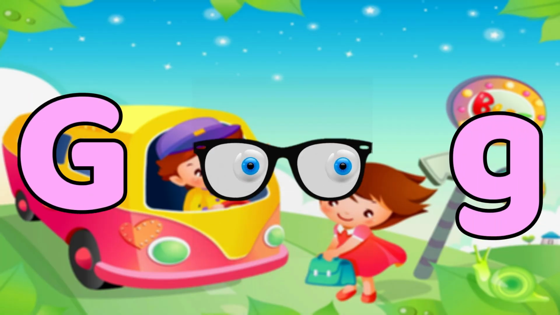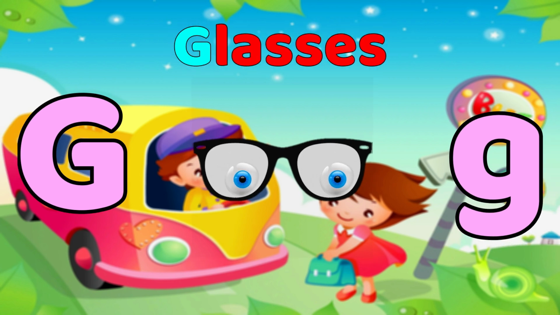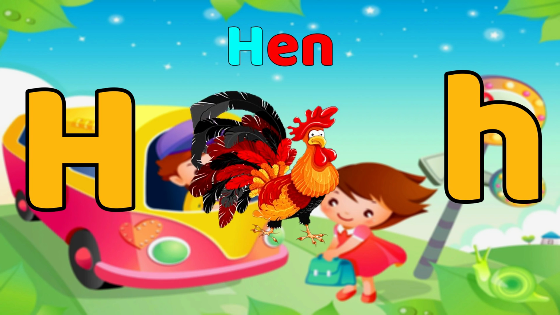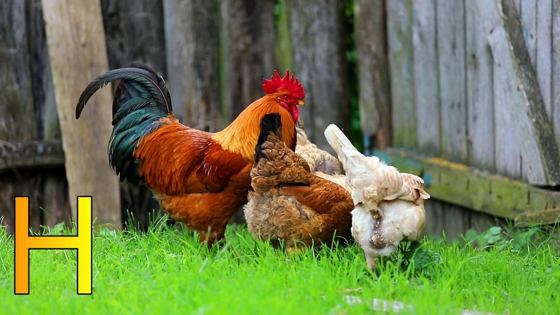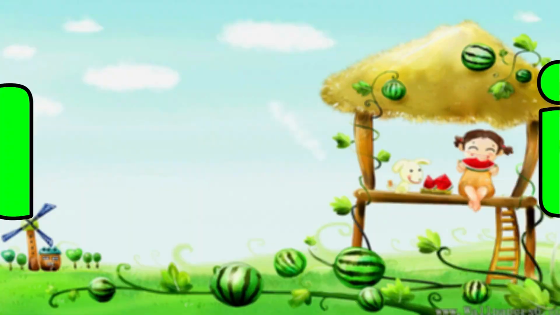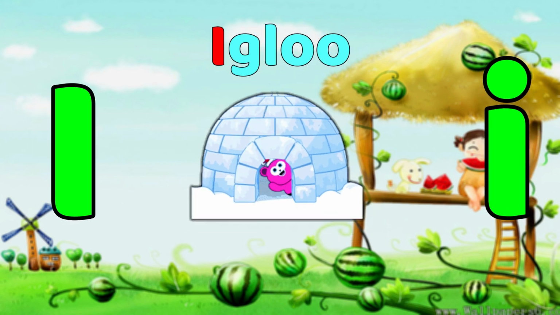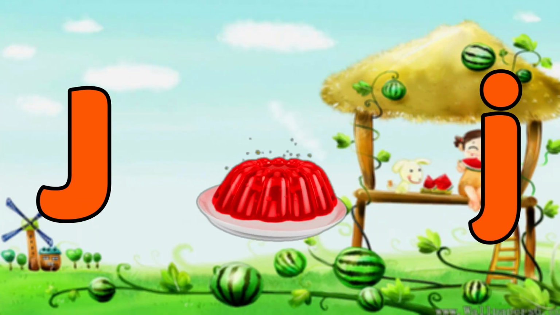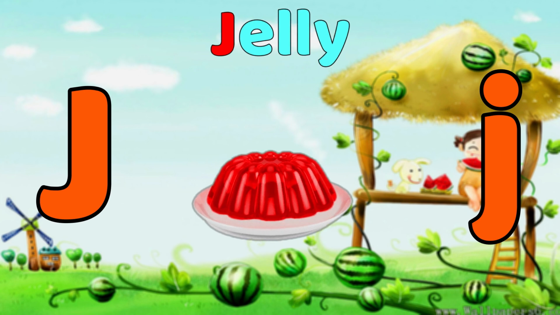G is for glasses, g, g, glasses, G, glasses. H is for hand, h, hand, H, hand. I is for igloo, I, I, igloo, I, igloo. J is for jelly, j, j, jelly, J, jelly.